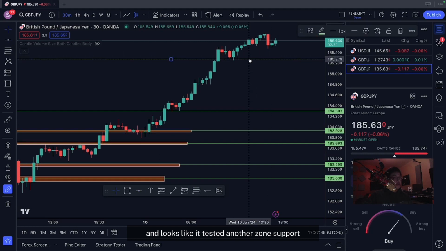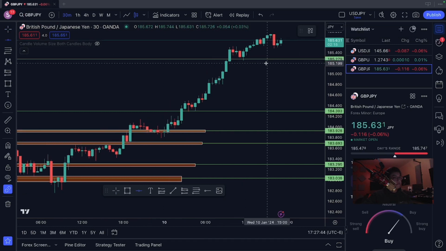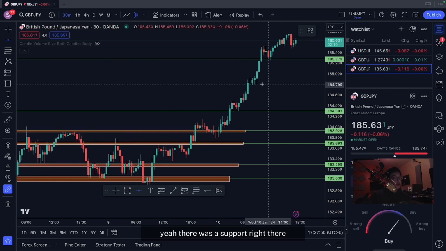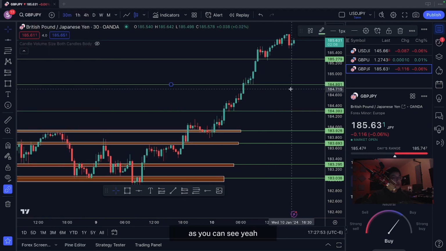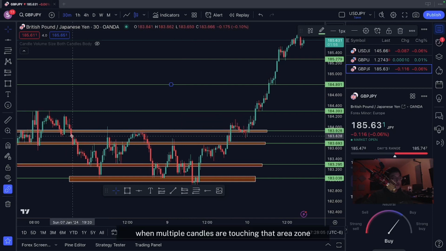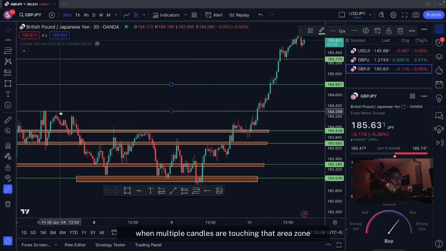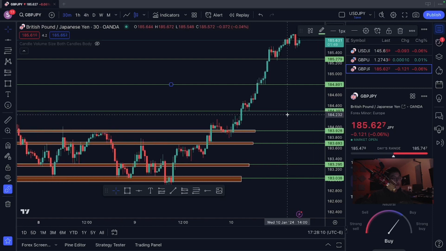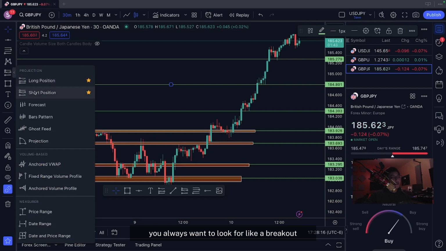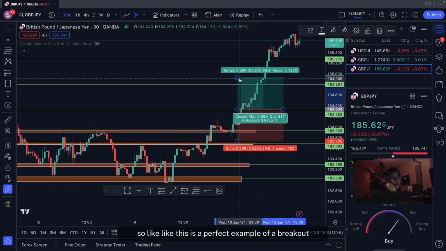And it looks like it tests a zone of support, then bounces back up. Yeah, there was a support right there. So as you can see, to identify supports, pretty much when multiple candles are touching a certain area. So that was like a mini support. And same thing with resistance, when multiple candles are touching that area or zone. So that's what I was saying, when you're looking for trades, you always want to look for a breakout. So this is the perfect example of a breakout.